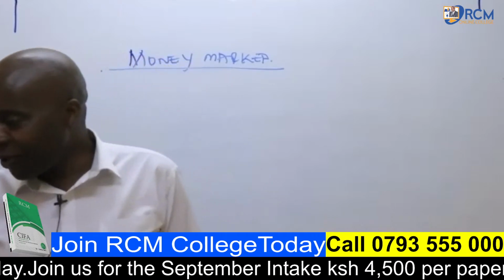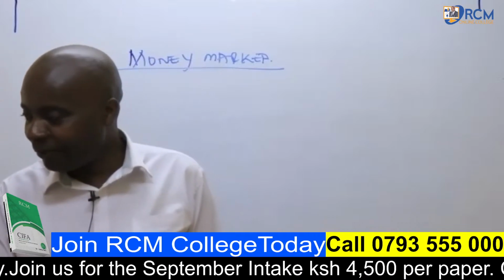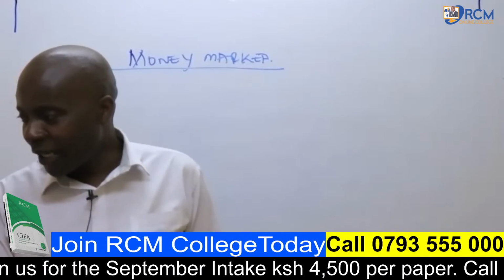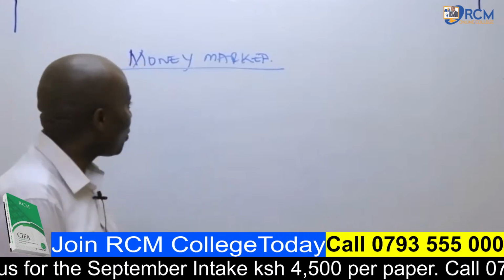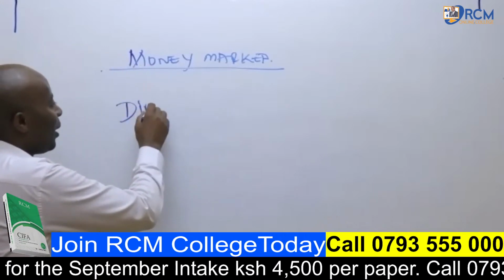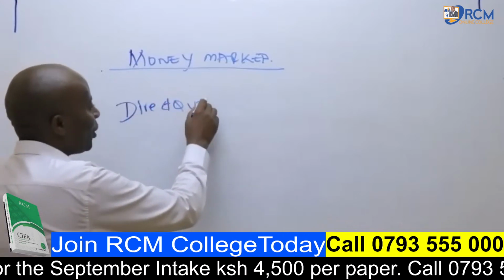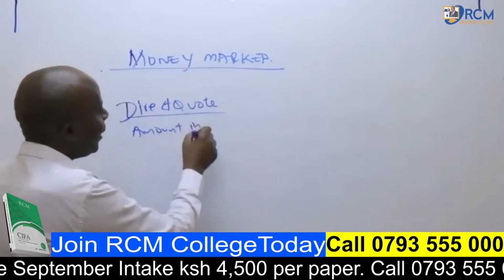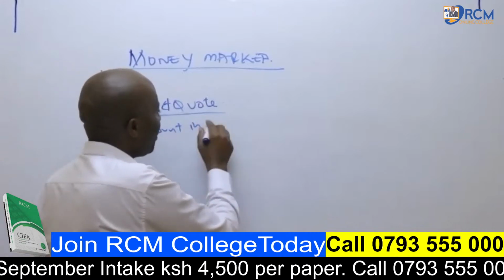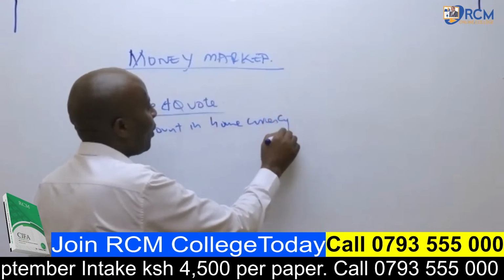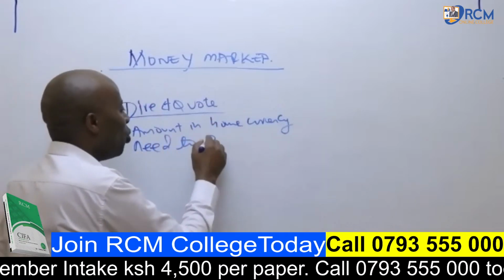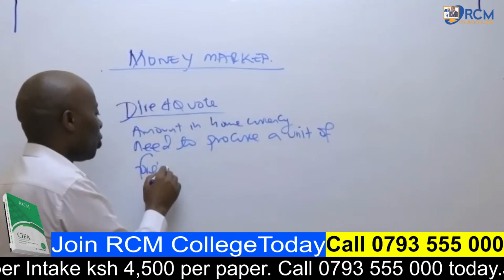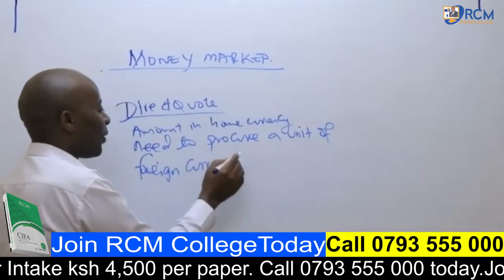The issue of direct and indirect quote is confusing, so many students are asking about that. We can't now run away from it. So when we talk of a direct quotation, ladies and gentlemen, a direct quotation is basically a quotation where we are given an amount in terms of our home currency needed to procure a unit of foreign currency.